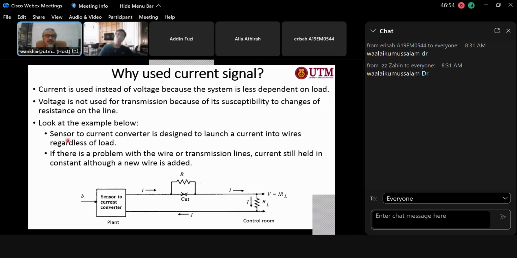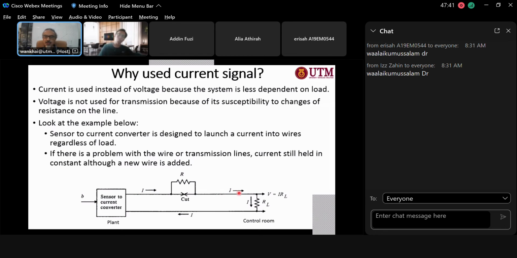So, sensor here, look at the example below. The sensor to current converter is designed to launch a current into the wire regardless of load. So whatever the load, it doesn't matter. If there is a problem with the wire or transmission line, the current is still held constant, although a new wire is added. Suppose there is a cut here and we put in a new wire, so we have some resistance there, but the current from here to here is still the same.